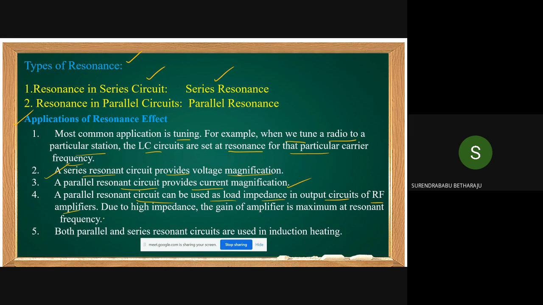A parallel resonance circuit can be used as load impedance in the output circuit of RF amplifiers, radio frequency amplifiers, which is well known to the EC students. Due to high impedance, the gain of the amplifier is maximum at the resonant frequency. That's the reason why you use the parallel resonant circuit to get more gain at the output side.